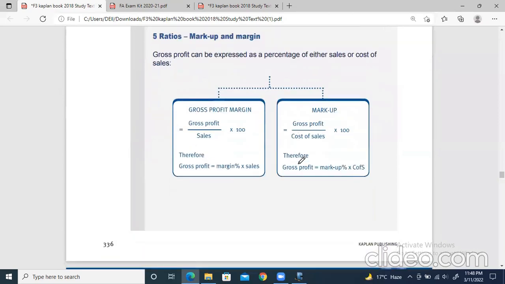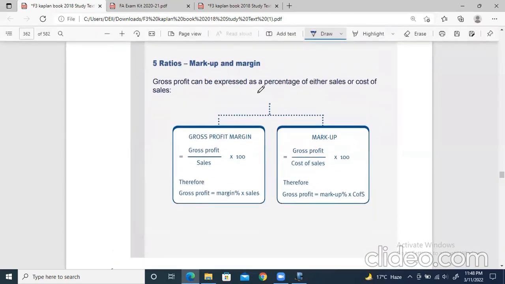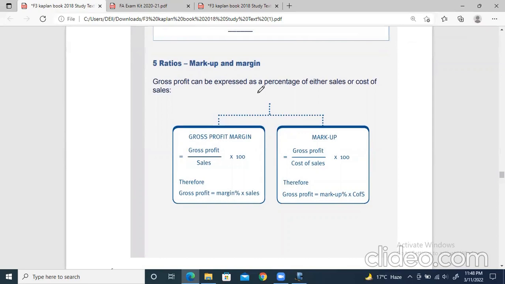Now we're moving to the last one, which is markup and margin. This is, I would say, the most asked one and the most important one, because mostly in the exam, this method is asked.